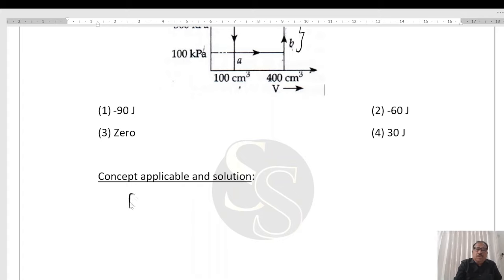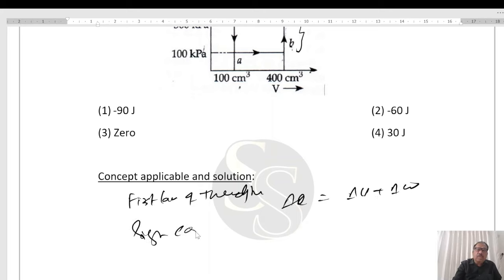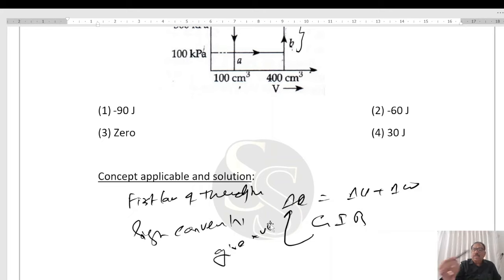What is the first law of thermodynamics? Delta Q equal to delta U plus delta W. Sign convention. Heat given to the system is positive, and heat taken out is negative.